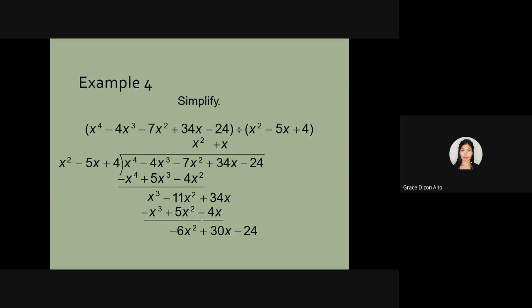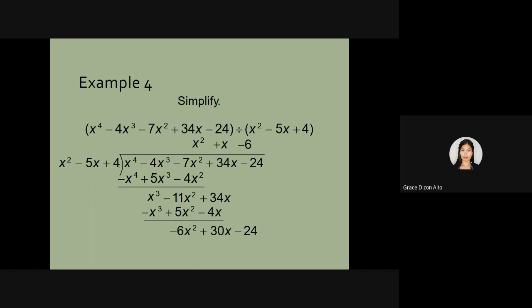34x minus 4x, that is positive 30x. And bring down the last term, negative 24. Using the term of negative 6x squared, dividing it to x squared, we get negative 6. So negative 6 times x squared is negative 6x squared. Negative 6 times negative 5x is positive 30x. And negative 6 times 4 will become negative 24.